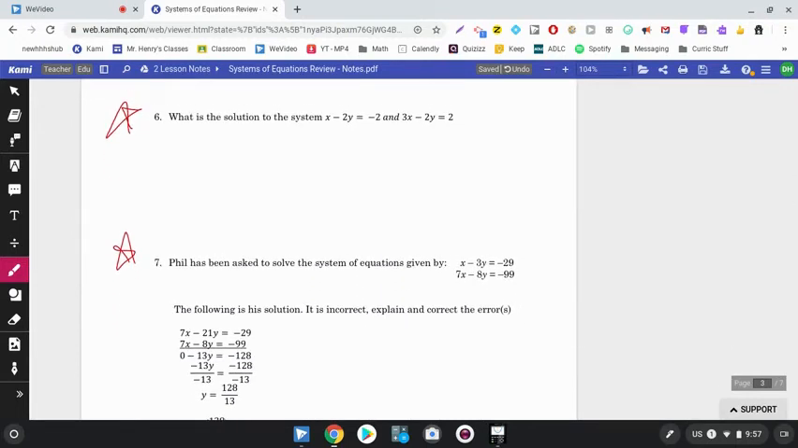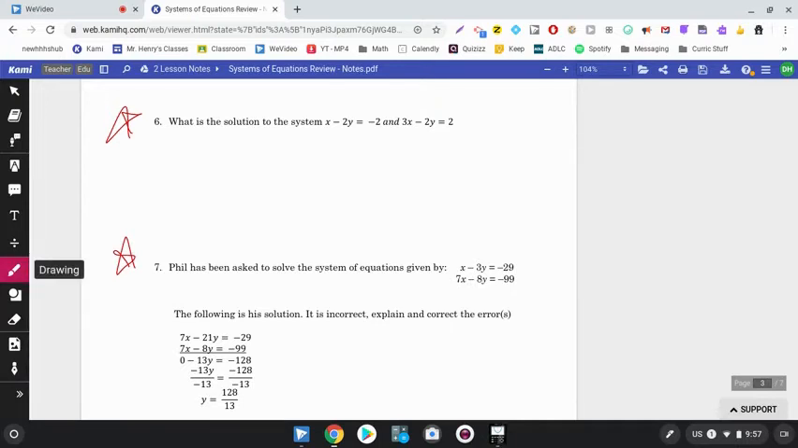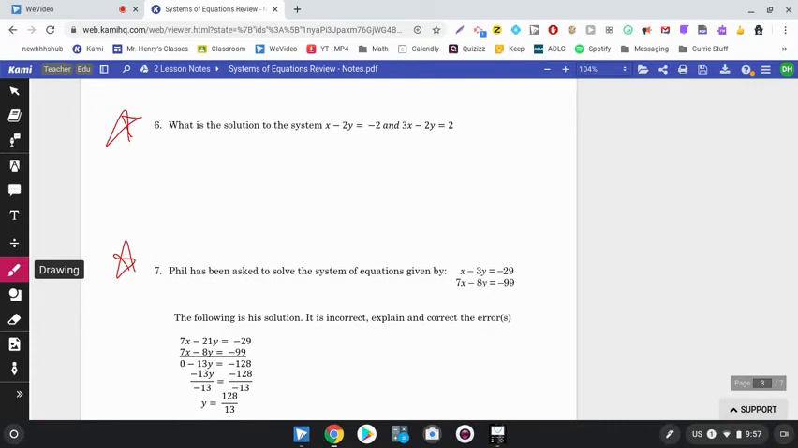What is the solution to the system x minus 2y equals negative 2 and 3x minus 2y equals 2? I'm going to do this one algebraically. So you could absolutely rearrange these both to y equals and put them in your calculator, but let's do this algebraically. I have the choice between substitution and elimination. I am going to do substitution.